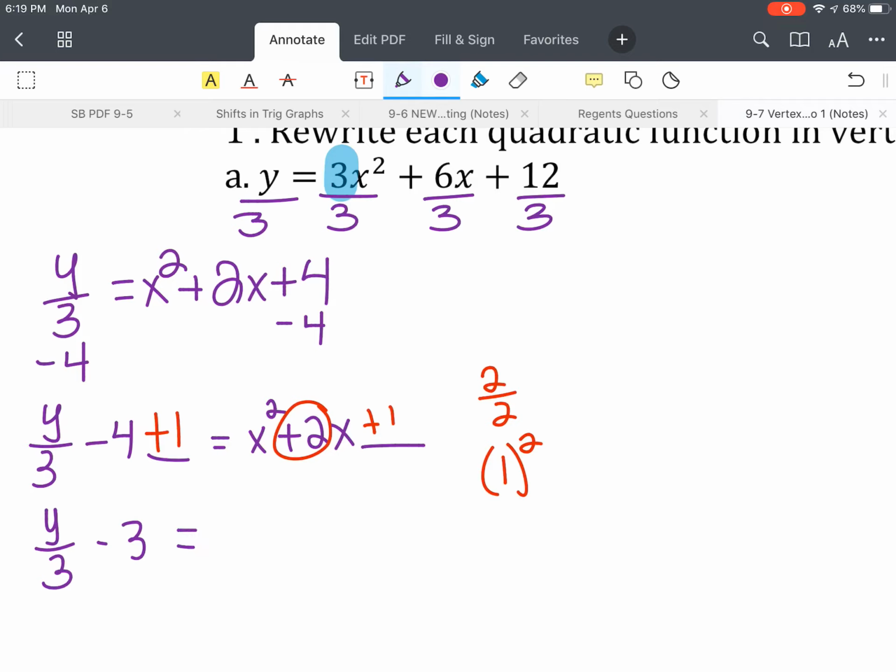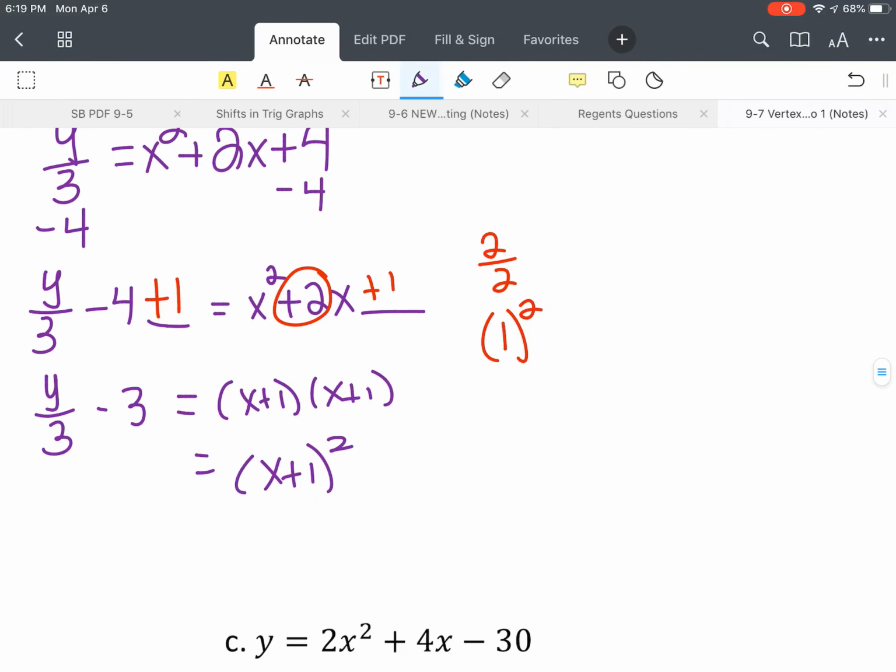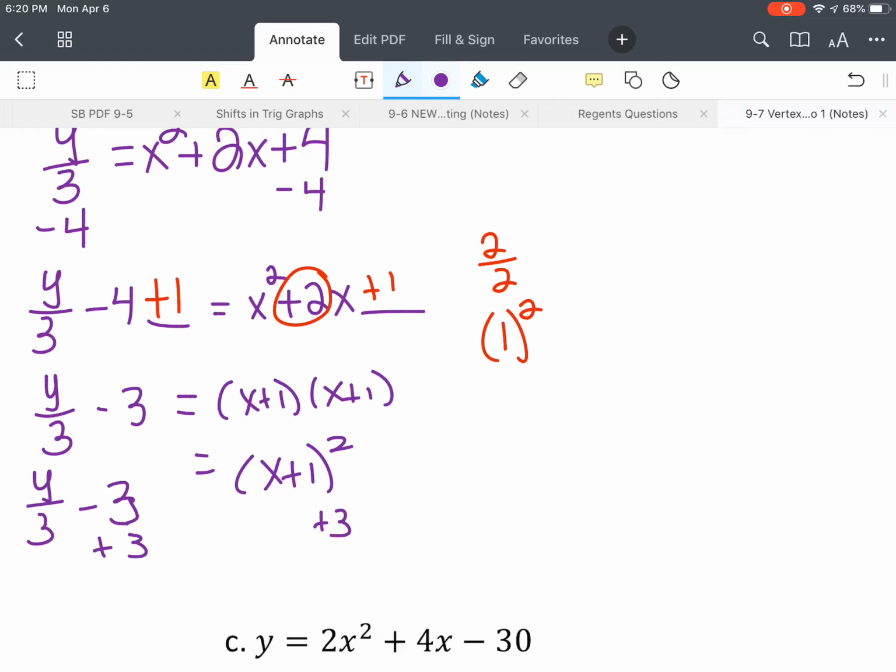And then on the right, I need to factor x squared plus 2x plus 1. That is x plus 1 times x plus 1, or x plus 1 squared. Okay. Now I'm going to move this 3 over. So I get y divided by 3 equals x plus 1 squared plus 3.